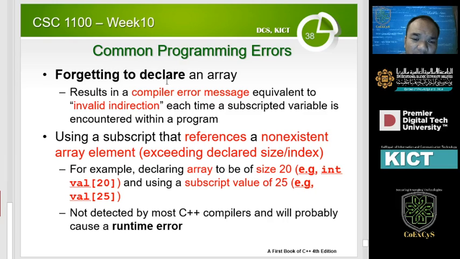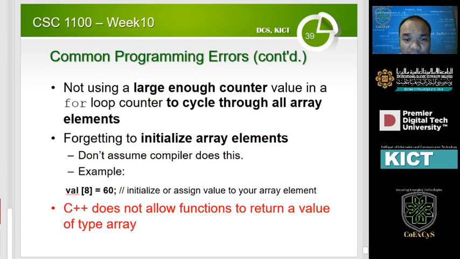Remember, don't forget to declare your array. And when you're trying to reference the array, make sure you don't go out of bounds. That means if you define it as a 20-element array but you're trying to access element number 21, for example, you're going to have a lot of problems. So make sure you initialize the array before you start using it, and the counter loop is large enough or equal to the number of rows and columns that we're trying to loop through.